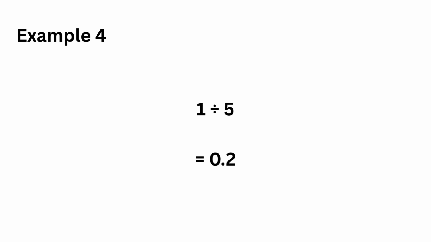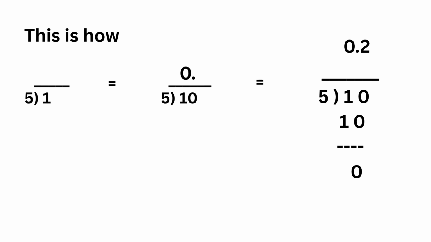So our example 4 is 1 divided by 5, and it is 0.2. So I'll show us how to wrap up for today. Okay, just like I explained earlier for 1 over 2, now we're doing 1 over 5.